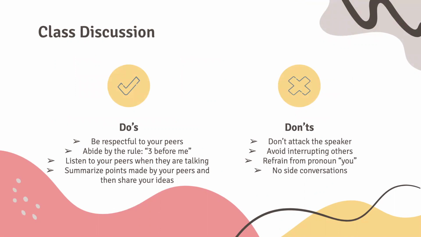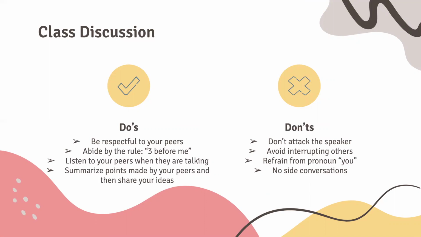Class discussions are a really important topic in this class. It can consist of debates, Socratic seminars, or just answering questions in general. There are some do's and don'ts to this. Some do's are always be respectful to your peers and always abide by the rule 3 before me, which basically means let 3 people talk before you talk again.